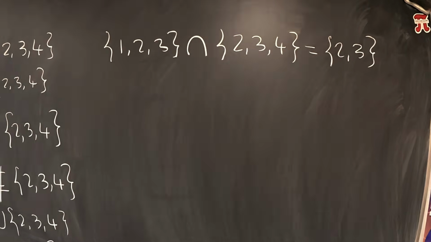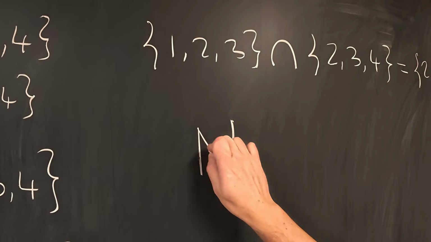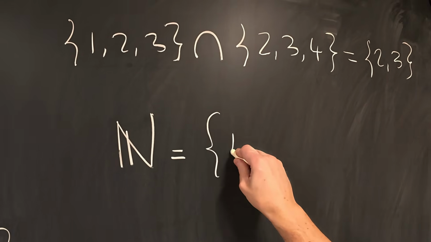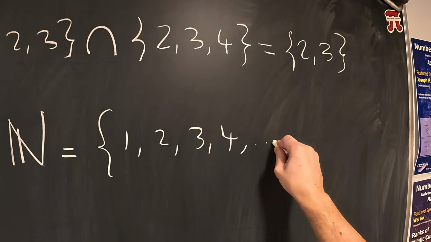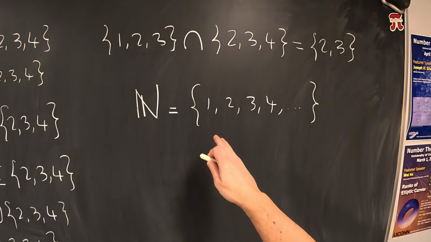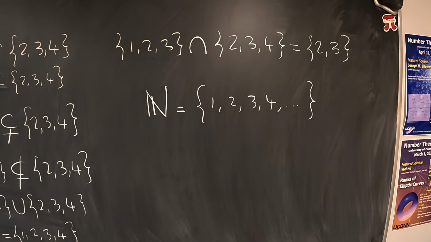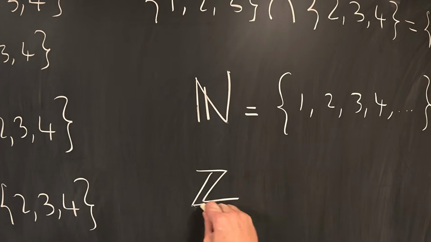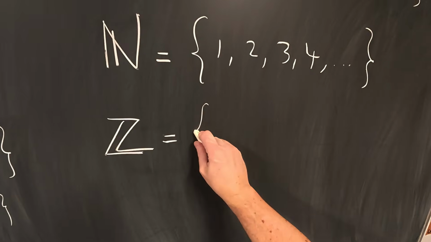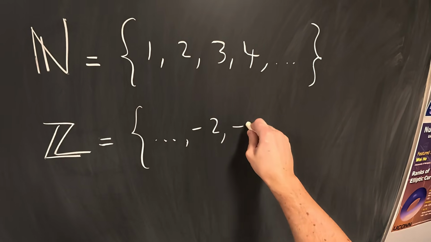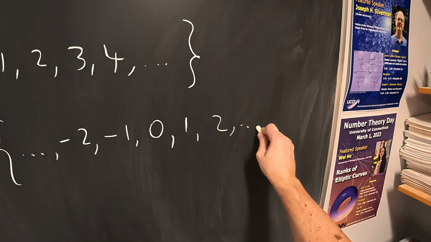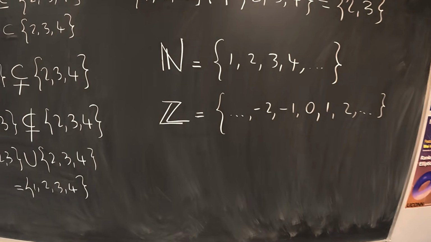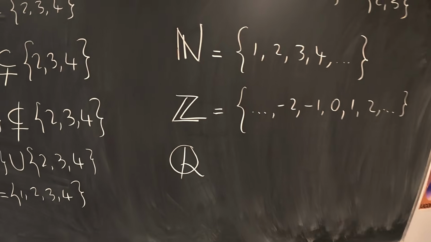Some sets of numbers that are very common and their symbols that are common for those sets are the natural numbers. So the numbers 1, 2, 3, 4, etc. Some mathematicians start the natural numbers at 0, but I start the natural numbers at 1. Come get me. The integers are the numbers that start with -2, -1, 0, 1, 2, etc. And then we have a notation of a set for the rational numbers.